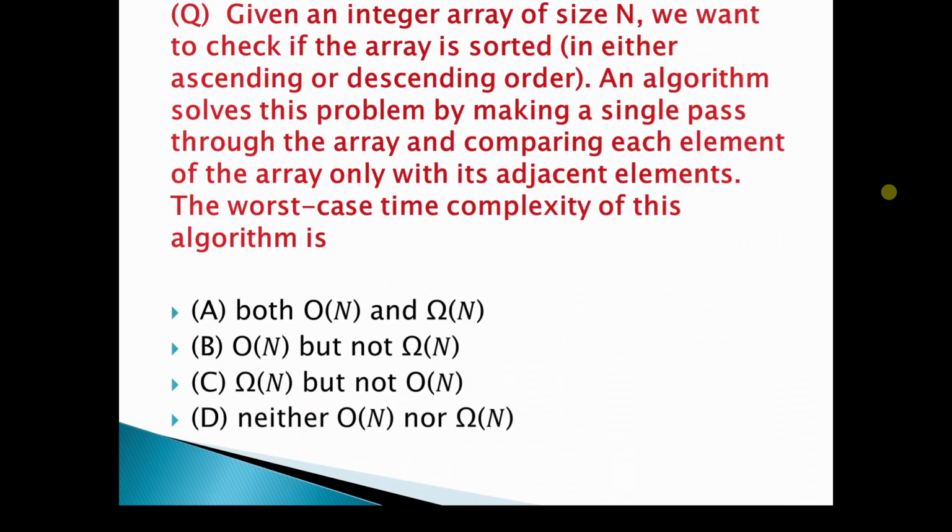The question is: given an integer array of size n. So there is an array with size n. We want to check if the array is sorted or not. It can be in ascending order or descending order. We have to check whether it is sorted or not. And for this we are going to use an algorithm that solves this problem by making a single pass through the array and comparing each element of the array only with its adjacent elements. So this is the simple algorithm.